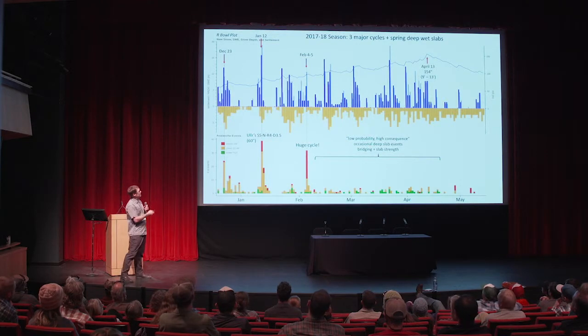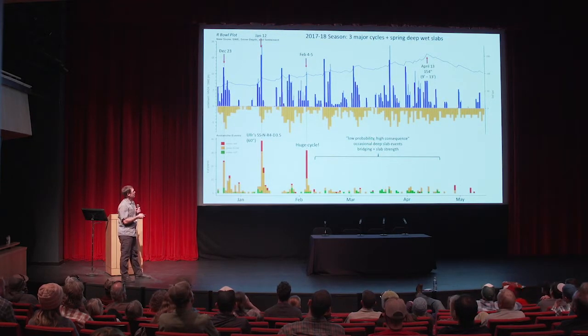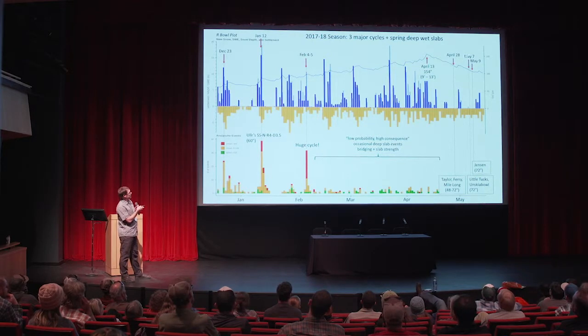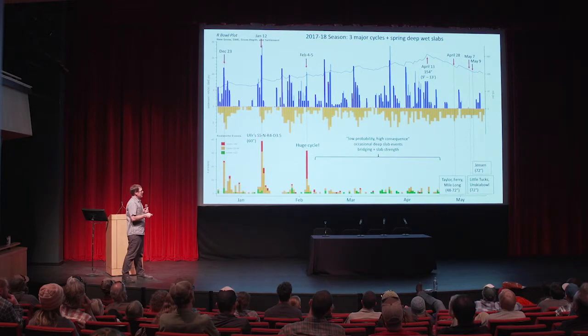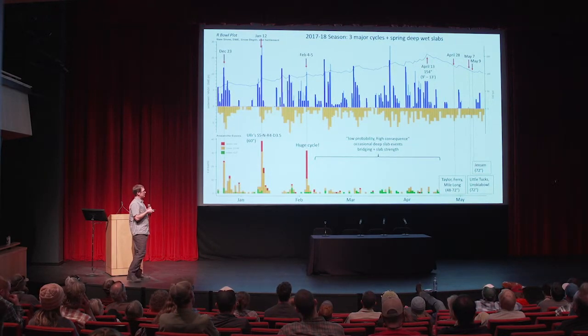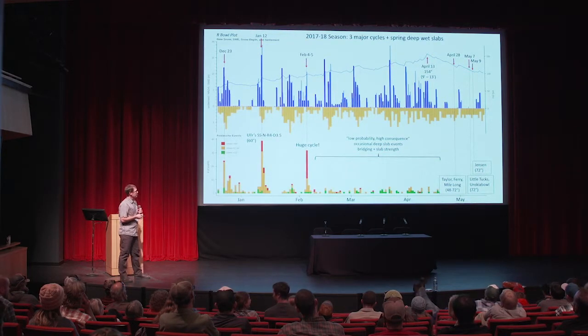So we reached our peak snowpack depth on April 13th, and then we had these major events in the spring. So I've put these 3 days here. You can see those events there with their estimated crown depths. And these were our big spring deep wet slab events. You saw that picture of the Little Tux event here. I'm just going to show you some pictures of Taylor that happened on April 28th.